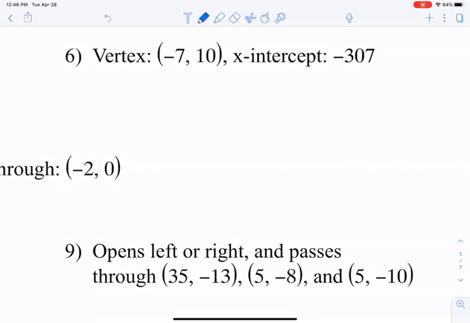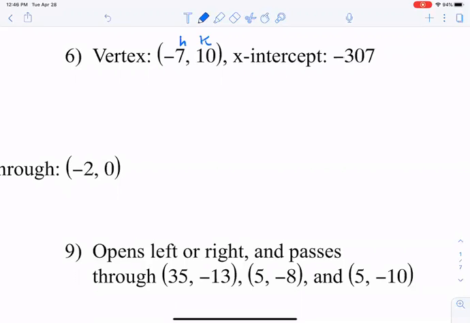So okay, last time I was doing part one, and I'm gonna do part two. This is again a sequence of videos to help you understand how to write the equation of a parabola in standard form. To be more specific, the conic sections. So I'm gonna do number 6 really quick.